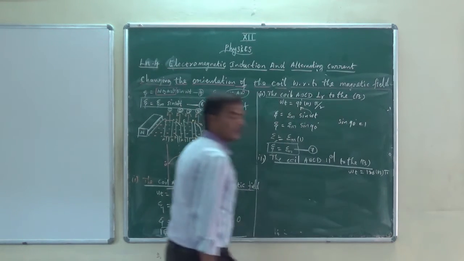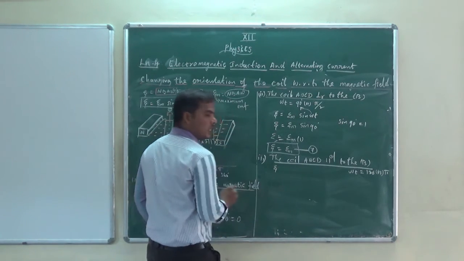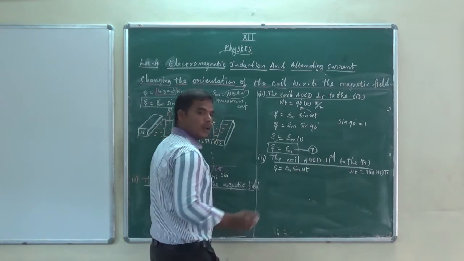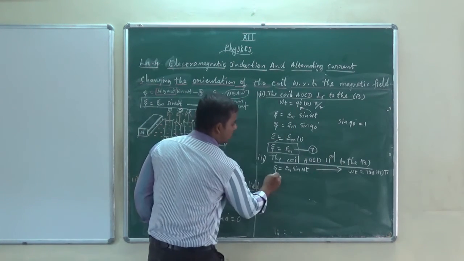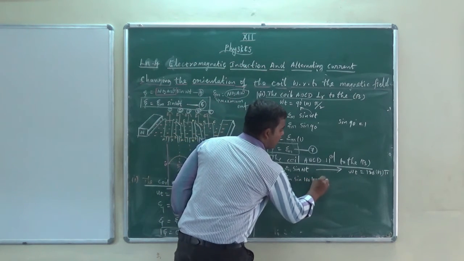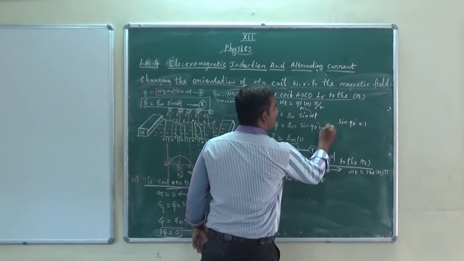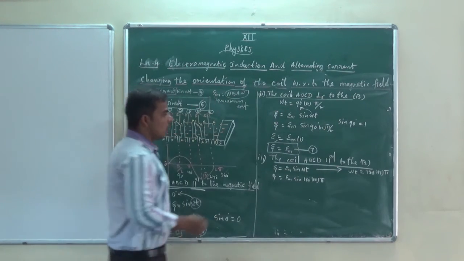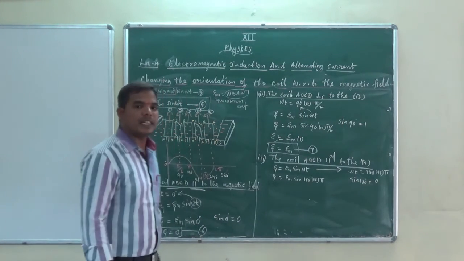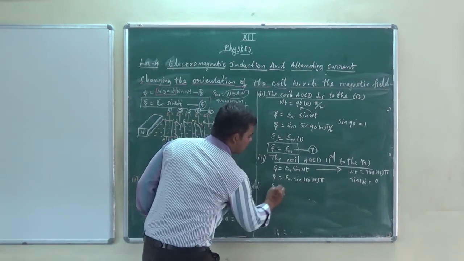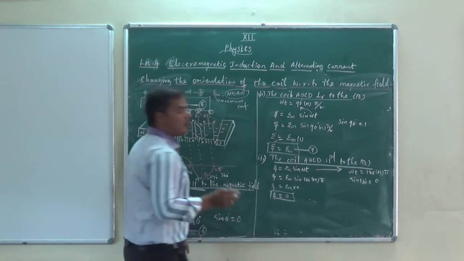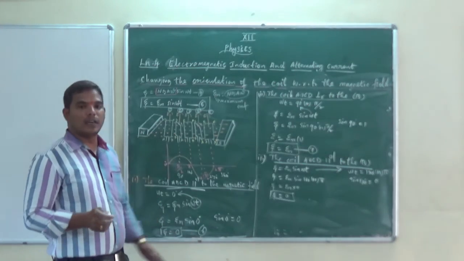When we use the induced EMF equation, with sin omega t, omega t is nothing but 180 degrees, or pi. So sin 180 degrees is nothing but 0. So the maximum induced EMF into 0, we are getting 0. They are not producing any induced EMF in the third position.